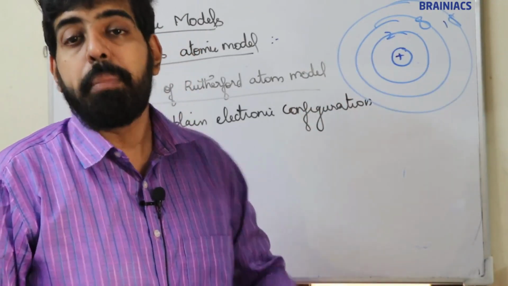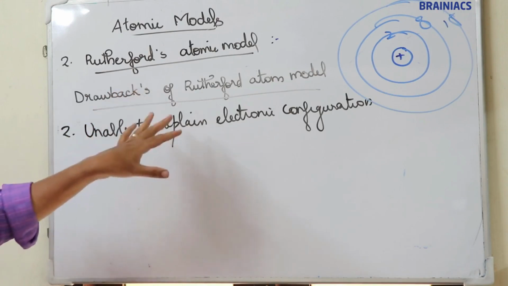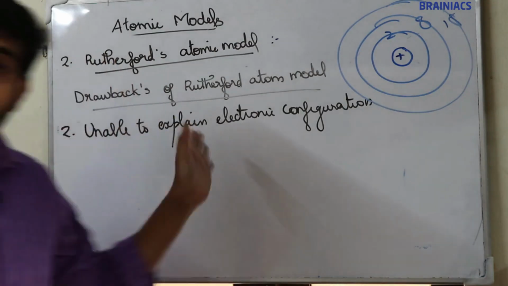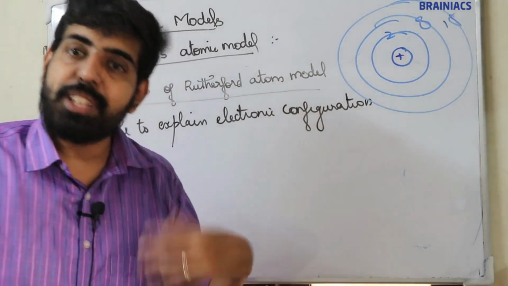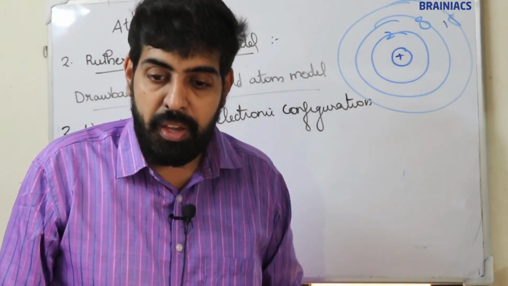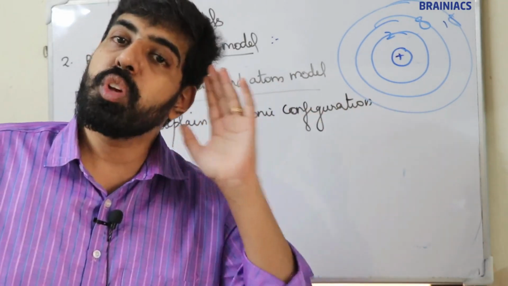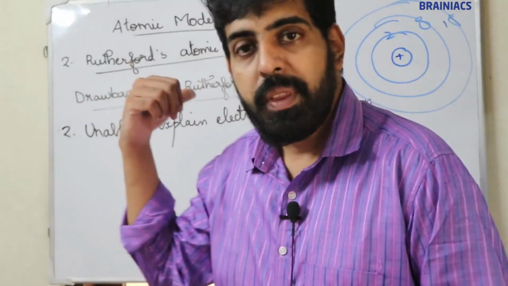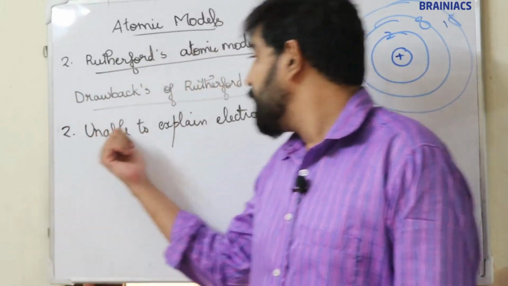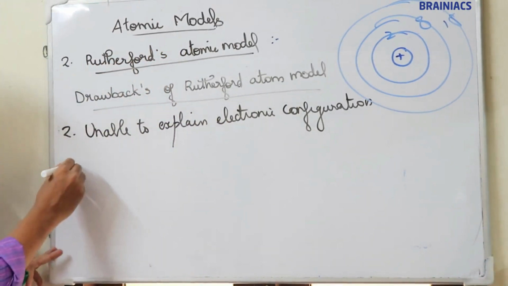That is the next model. But at the time of Rutherford, in this time period, Rutherford was not able to find the electronic configuration of an atom. The next model is the Bohr model. We know the Bohr model, that's why we know the electronic configuration: the first shell contains 2 electrons, the second shell contains 8 electrons, the third shell contains 18 electrons. Actually, electronic configuration was explained by Bohr using the Bohr model. At the time of Rutherford, he didn't know the electronic configuration of any atom. So, unable to explain electronic configuration of the atom. I think it's clear.